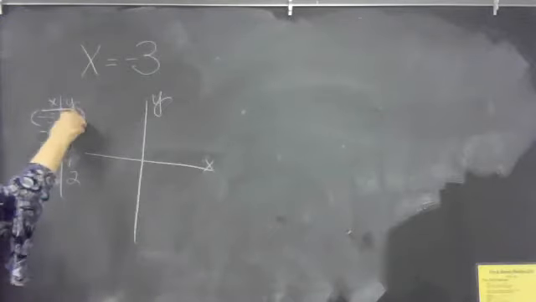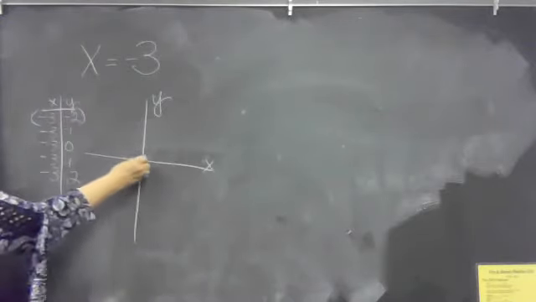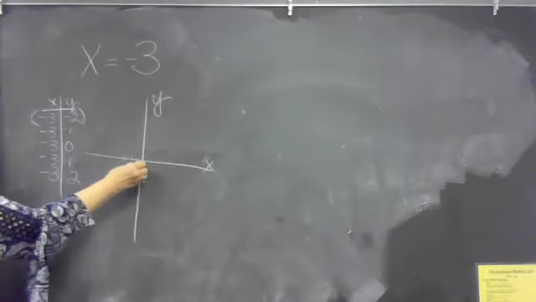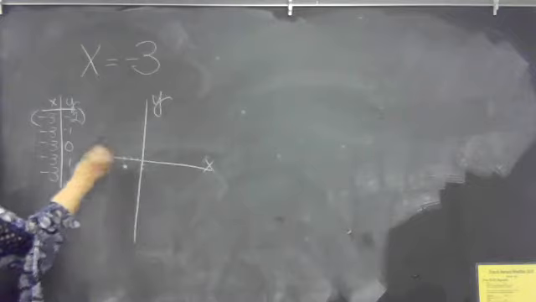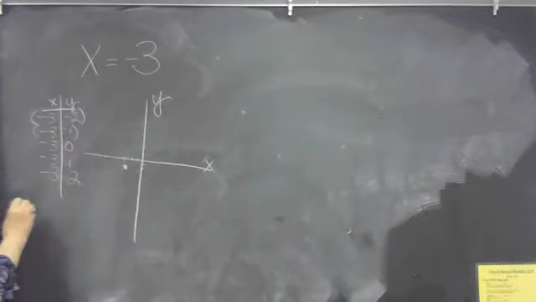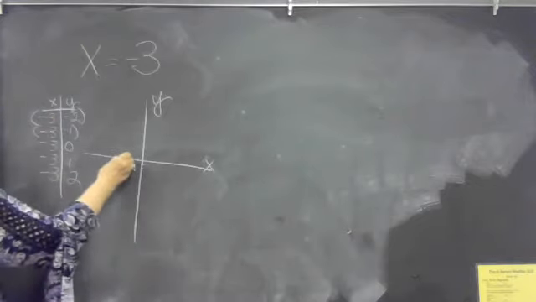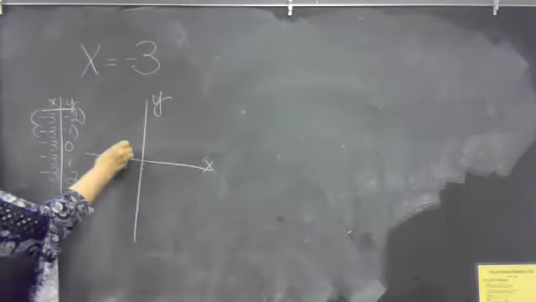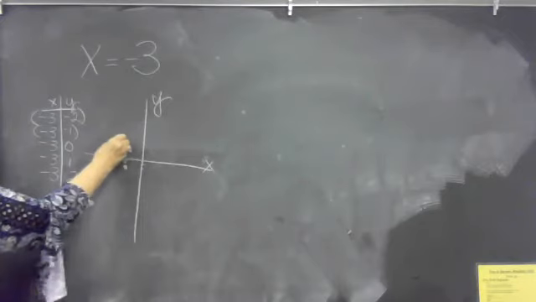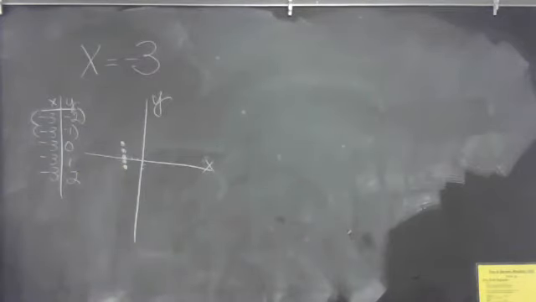So if I plot this point, I go 1, 2, 3, 1, 2. So it's right here. And then I'm going to plot this one. So I have -3, -1, -3, 0. Y'all see it's a straight line again, but it's a vertical line.